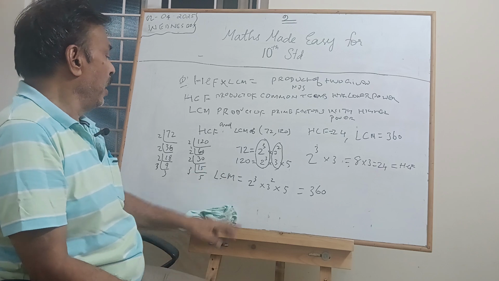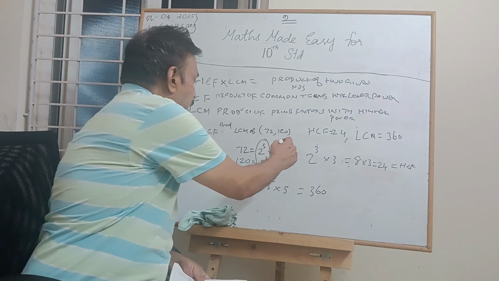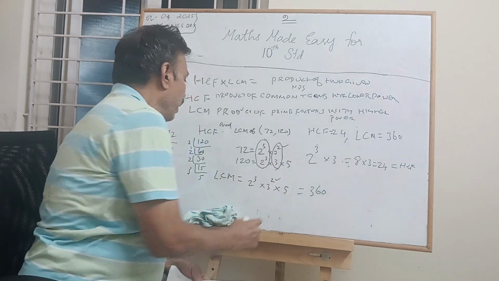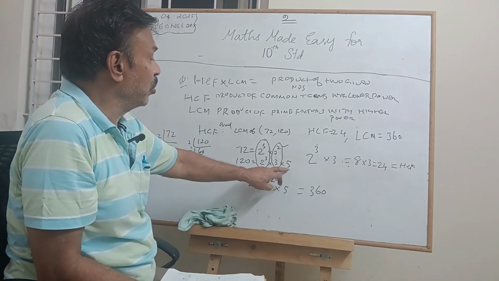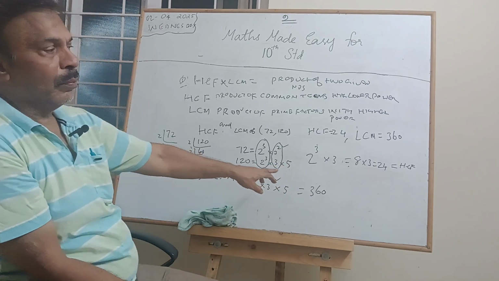The LCM is the highest powers. That is 2 to the power 3, and this is the highest power here, 3 to the power 2. Then multiply this also, you should take 5. So that comes the LCM.